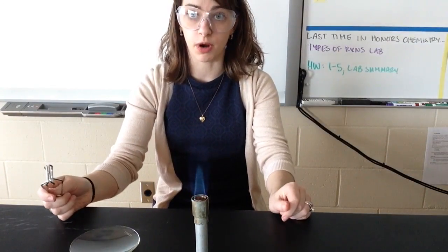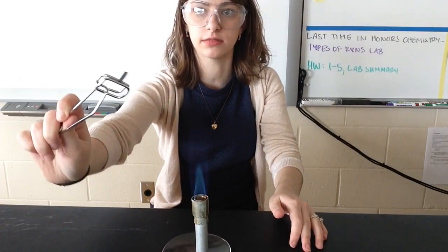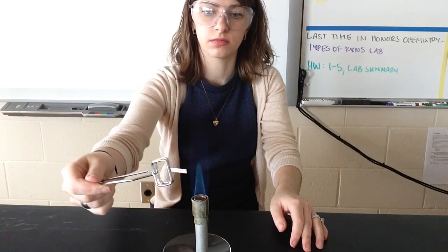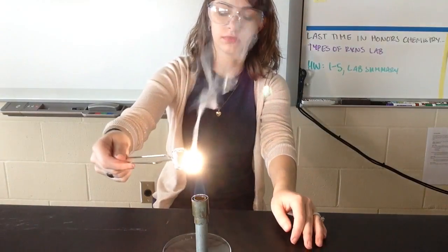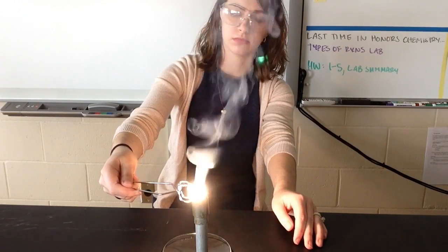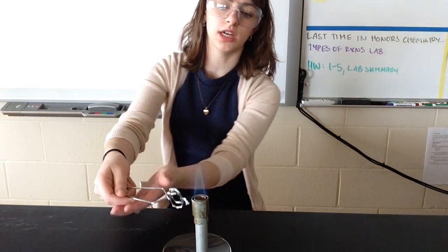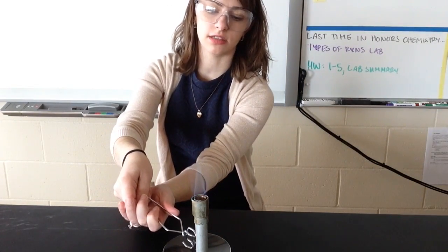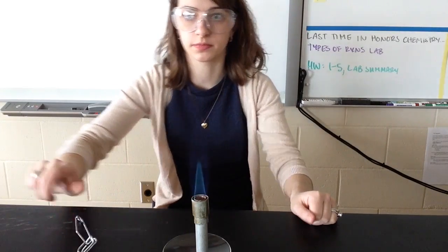So in the first part of part one, we're going to be burning magnesium. So I have my strip of magnesium here. Now I'm going to put it on the watch glass, and then there will be a picture of what that product looks like.